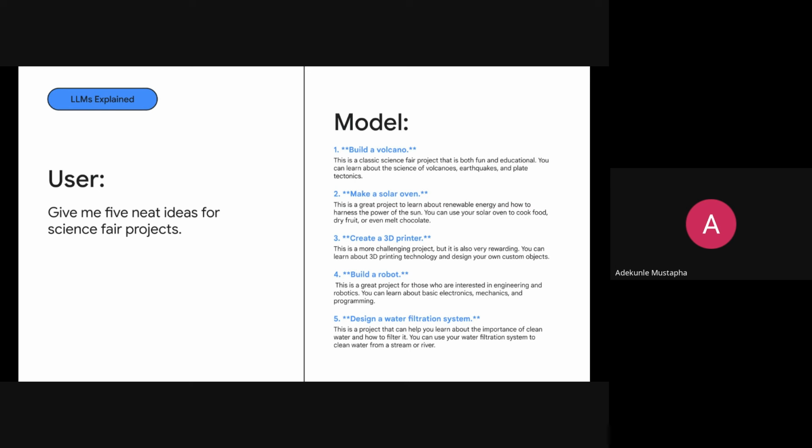LLMs are able to give us responses for stuff that we want. For example, "Give me 5 neat ideas for a science fair project." It's able to offer ideas like build a volcano, make a solar oven, create a 3D printer, build a robot, or design a water filtration system. If you enter that command on your own LLM, it's also able to return a result suitable to your question. So it's able to be very creative, and it can help with different prompting responses.